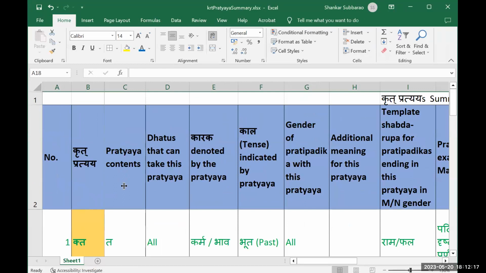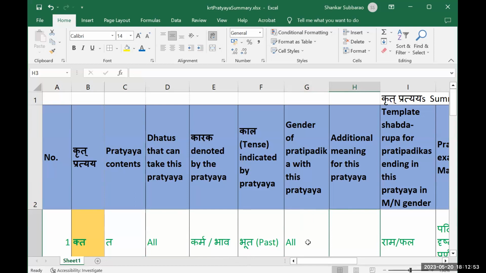So now, ta pratyaya. What are the contents of the pratyaya? The ka goes, what remains is just ta. What dhatus can take this pratyaya? All dhatus can take this pratyaya. Which karaka is denoted? We just saw. Karma or bhava. What's the time? Bhuta, past tense. Gender of pratipadika? All means gender neutral. Additional meaning only for some, like in tavya.